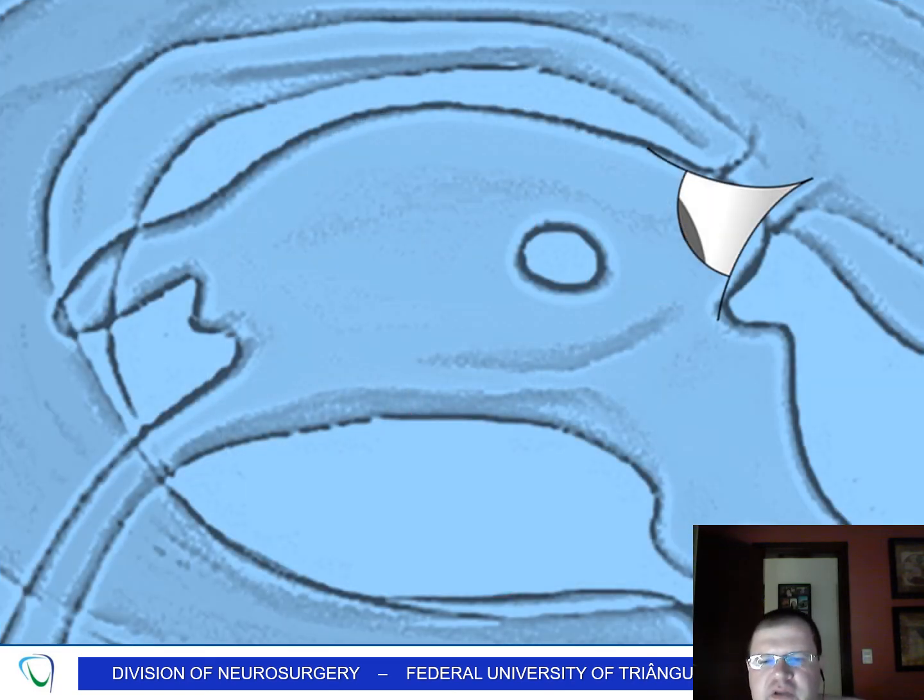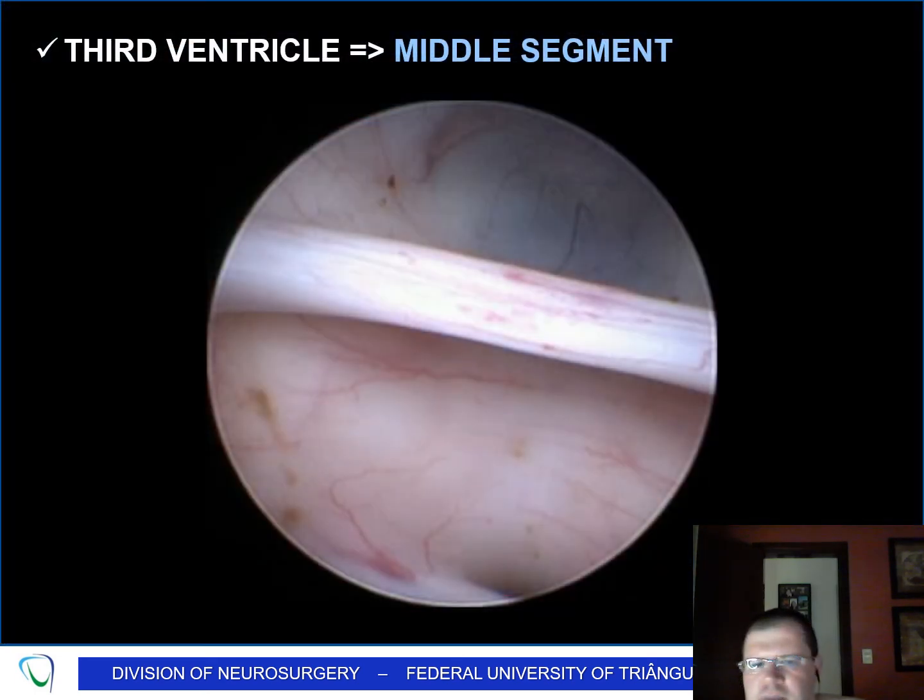The middle part of the third ventricle, the main structure, is the interthalamic adhesion. You can see here the interthalamic adhesion, more common in children than in chronic hydrocephalus in adults.